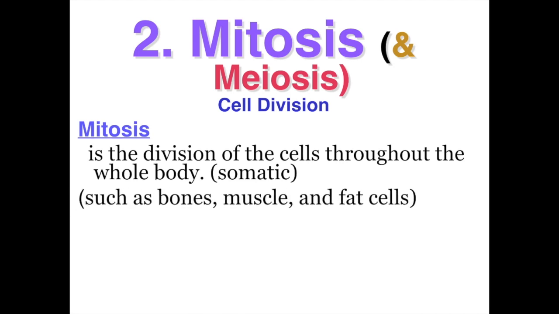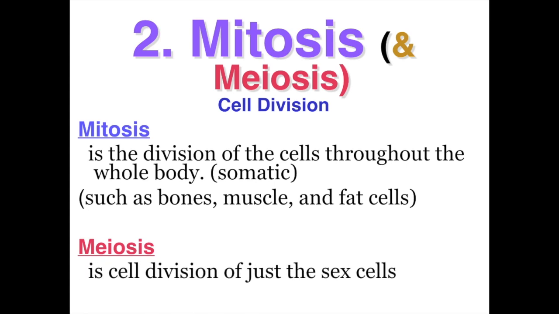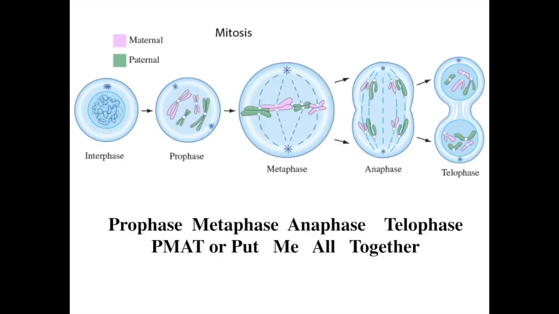Meiosis is also a division, but this is going to be a division of the sex cells, such as the egg or ovule or the sperm or pollen. Those are going to be the sex cells. So those will actually have to go through a double division, and we'll learn about that later on. But let's first talk about mitosis, the basic division of the cell.